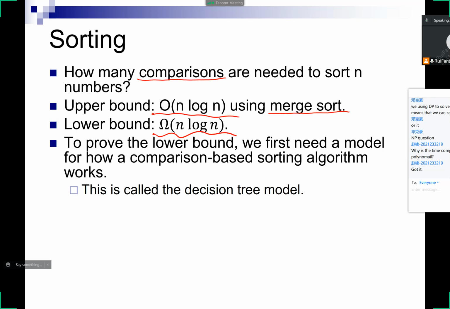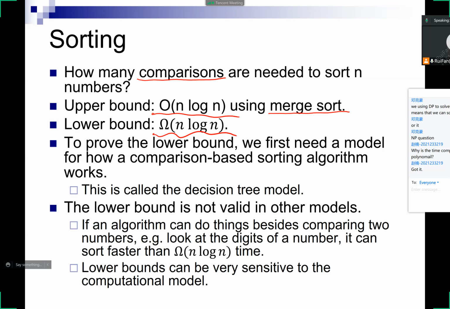So we're first of all going to have a way to conceptualize this comparison-based model. This is called the decision tree model. And again, this n log n lower bound is not necessarily valid in other models. For example, radix sort can actually work in linear time, because radix sort does more than just comparisons. It can actually look at the values, the individual digits of these numbers. So it's more powerful, so it can possibly go faster than just comparison-based algorithms.